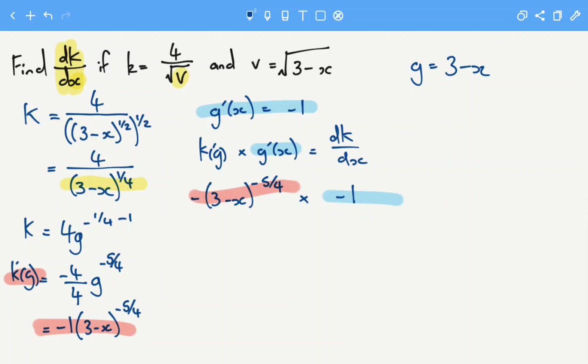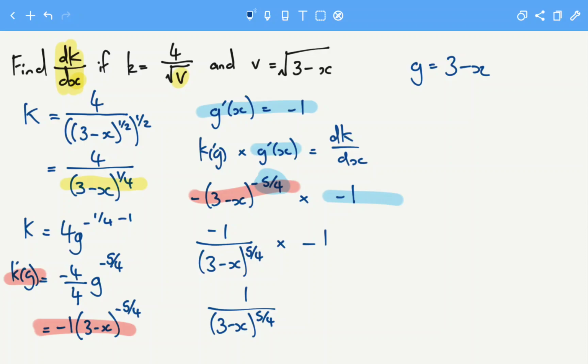times -1. Now my first step would be to sort out this exponent, because currently it's a negative exponent. And to make it positive again, we'd move it down to the bottom. So, like that, times -1. And now -1 by -1 is just 1, which gets 1 over 3 minus x to the 5/4.